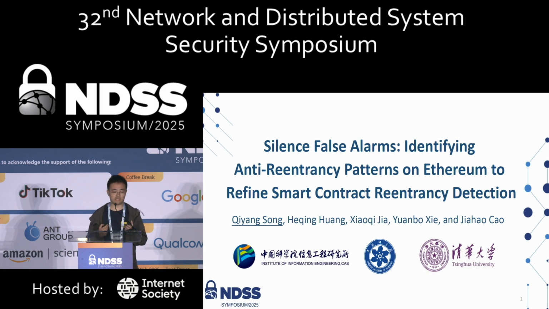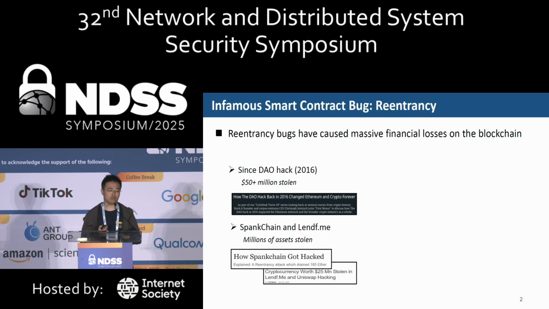This work focused on reentrancy detection in smart contracts, and we utilize the special code patterns on Ethereum to refine existing detection tools. Let's first talk about one of the infamous smart contract vulnerabilities, reentrancy. Reentrancy has caused lots of financial losses on the blockchain over the years, from the 2016 DAO attack.